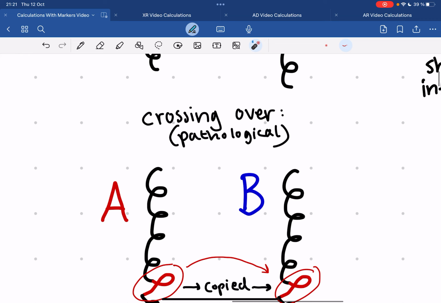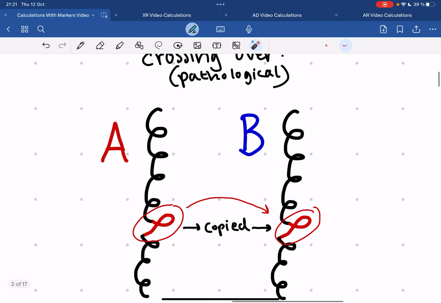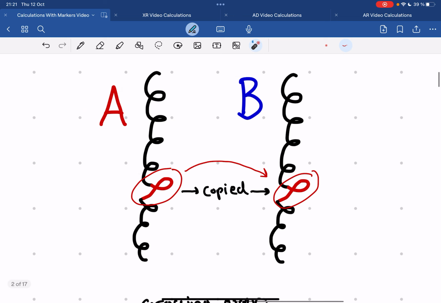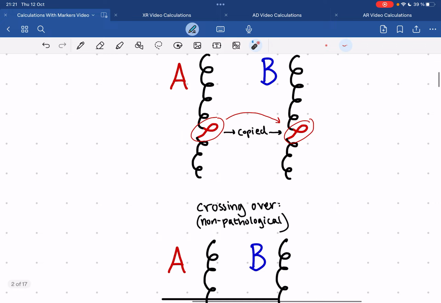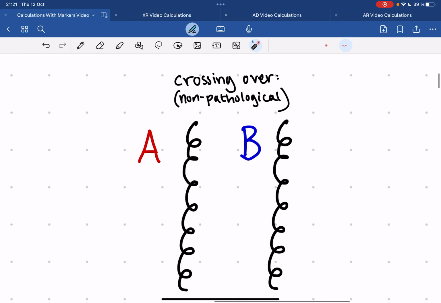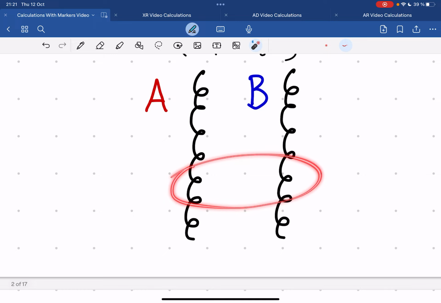Here we have a pathological crossing over occurring, meaning that the pathological part of the chromosome, this little allele here, will be copying itself into the non-pathological allele, creating this pathological allele right here. Here, we can also have non-pathological crossing over, where this non-pathological allele copies its information into the pathological allele, creating two non-pathological allele types.